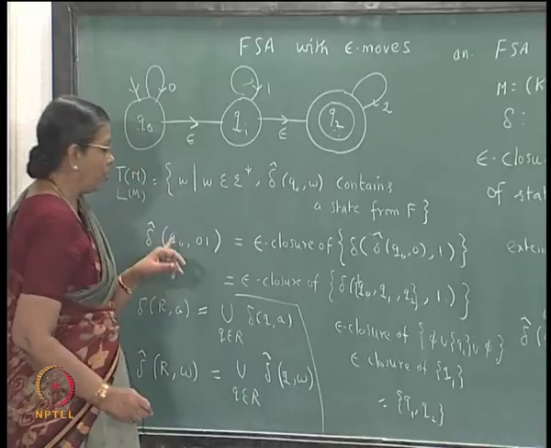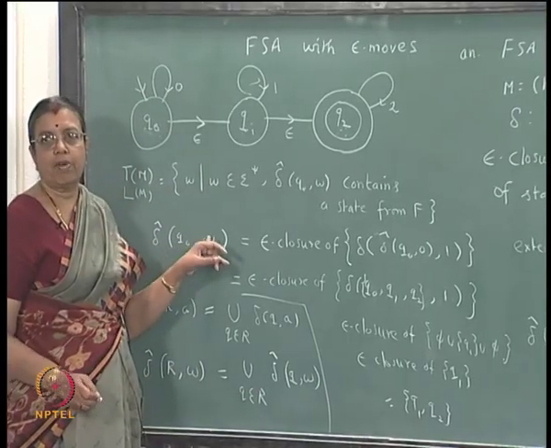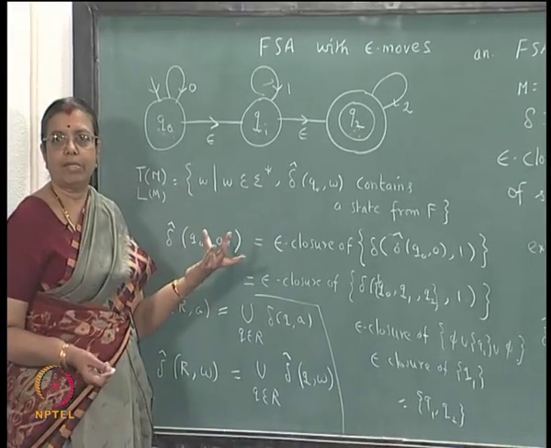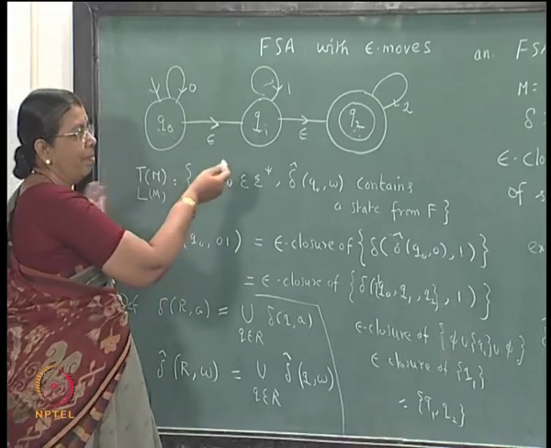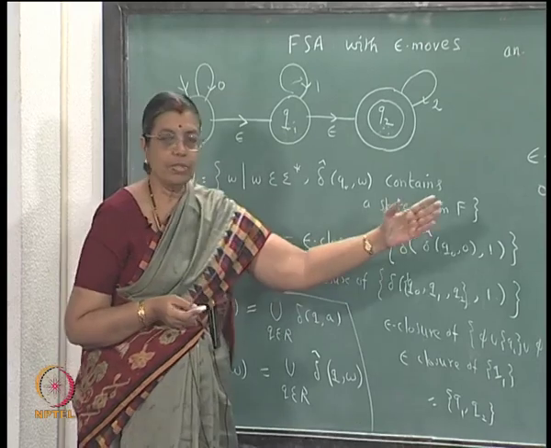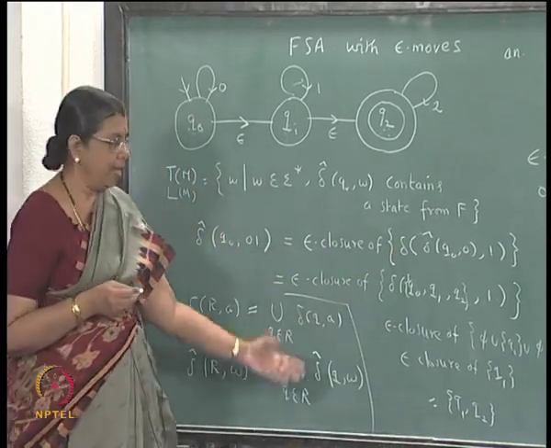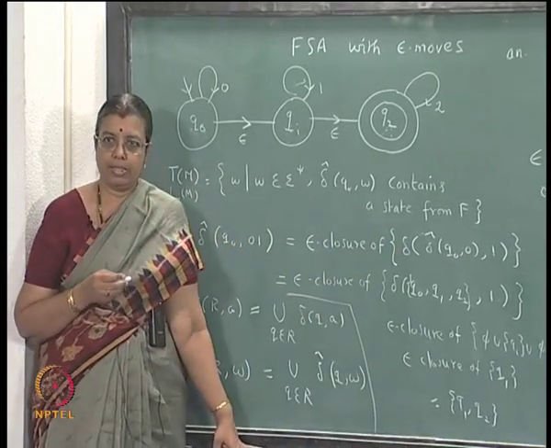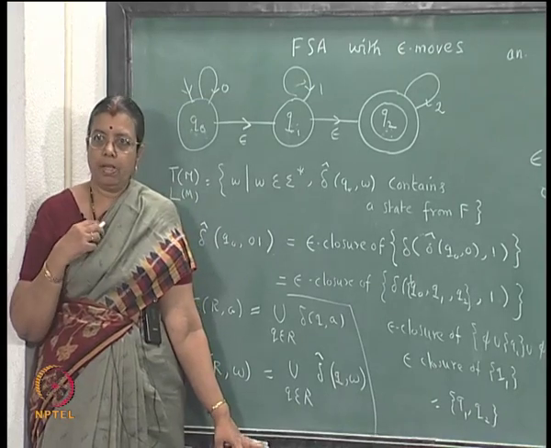So, starting from q0 after reading 0 and 1, what are the states in which you can be? Look at the diagram, it is very clear, you can be in q1 or q2, but formally using the definition, how do we arrive at that? We arrive at it like this, right.